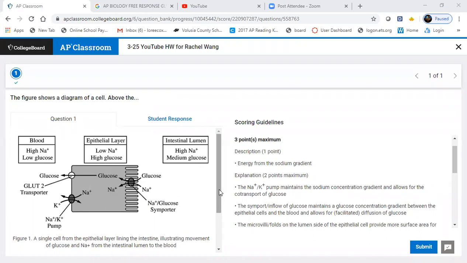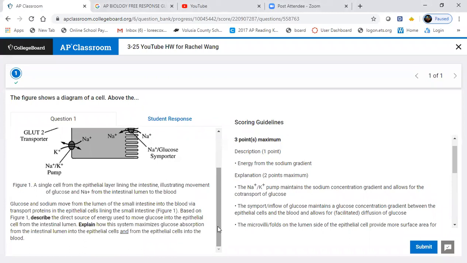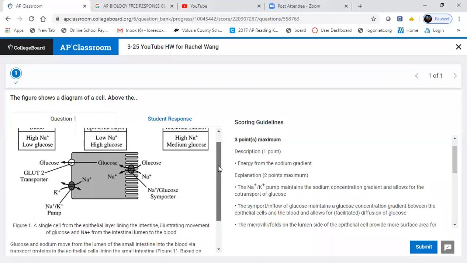Okay, so let's look. Now it says explain how this system maximizes glucose absorption from the intestinal lumen into the epithelial cells and from the epithelial cells into the blood. All right, so how does this system maximize glucose absorption from the intestinal lumen? And it's even underlined on here. So you got two separate points here. Okay, so for glucose to keep coming in here, what has to happen? So how is this maximizing glucose absorption from here to here?